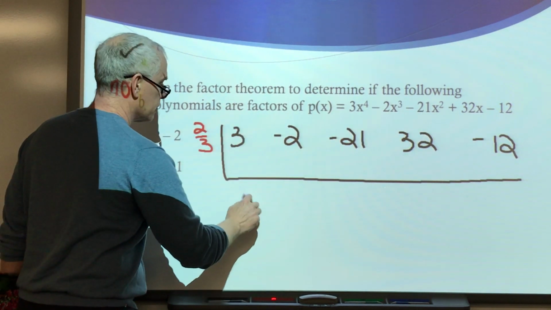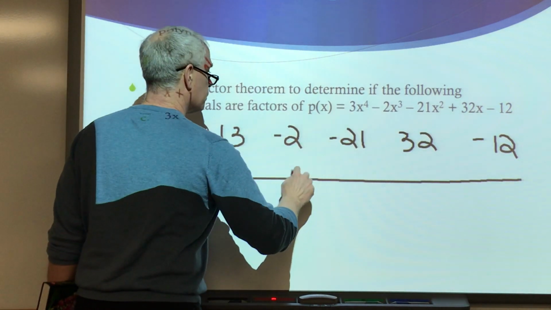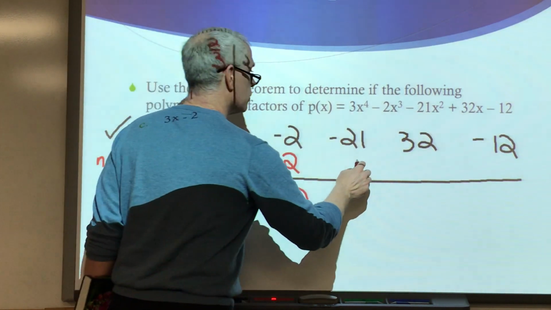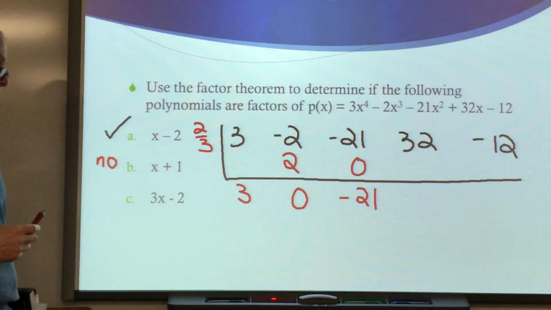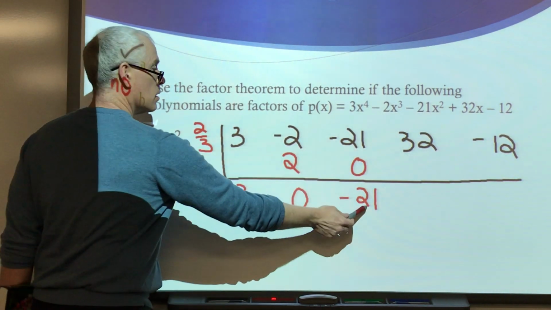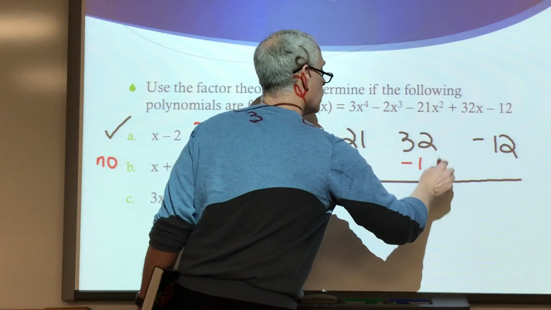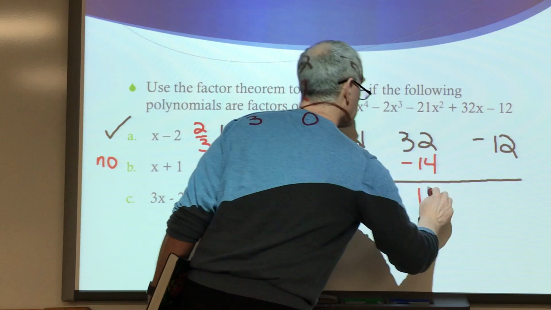So bring down the 3. 3 times 2/3 is 2. Add those up and I get a 0. 0 times that is 0. Add them up and I get a -21. -21 times 2/3, well, 3 goes into -21 7 times. 7 times 2 is 14, so -14. Add those up and I get 18.